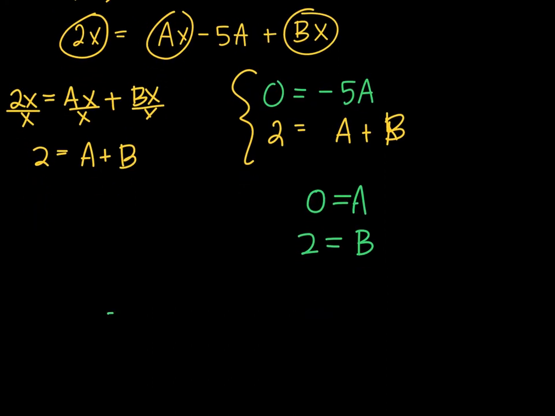So what does that mean? Well, back in my original equation, I'm going to have a 0 in the a position and a 2 in the b position. Yep, so that's how I'm going to read the answers.